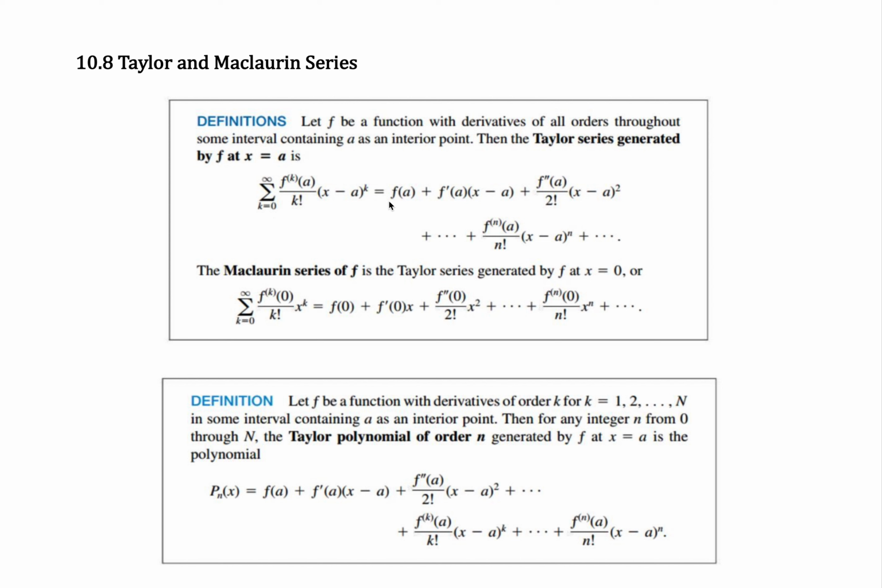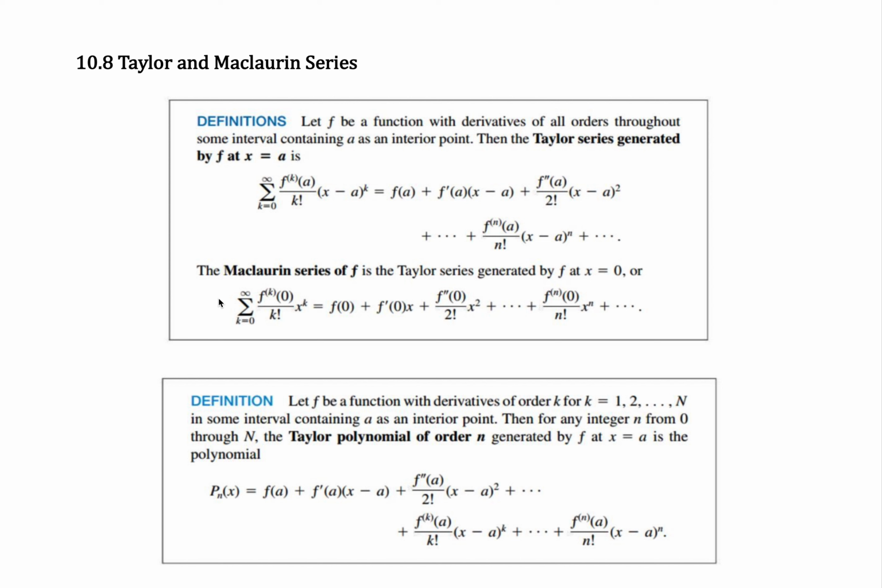So the first one is just going to be f of a, then it'll be f prime of a times x minus a, plus then we're looking at the second derivative of f of a over 2 factorial times x minus a squared, and so on. That's the Taylor series. This Taylor series is going to create a polynomial that can be used to approximate a function, and I'm going to look at a couple examples of this in just a moment.